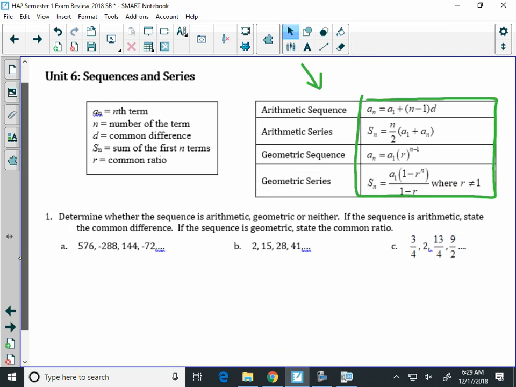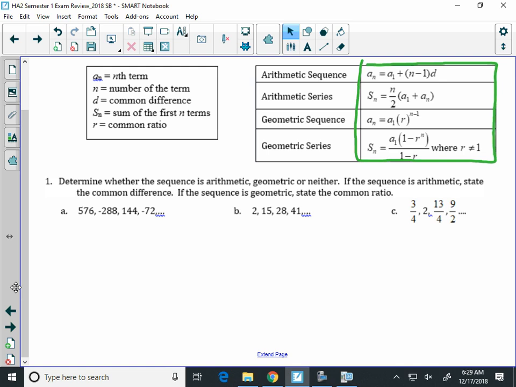Number 1 asks you whether the sequence is arithmetic, geometric, or neither. And if it is arithmetic or geometric, you need to state the common difference or ratio. Alright, so A has 576, negative 288, 144, negative 72. My first hint is that this is going to be a geometric sequence because we're alternating signs. This term is positive, negative, positive, negative. And when you're alternating signs, that typically means that you're multiplying by a negative number.